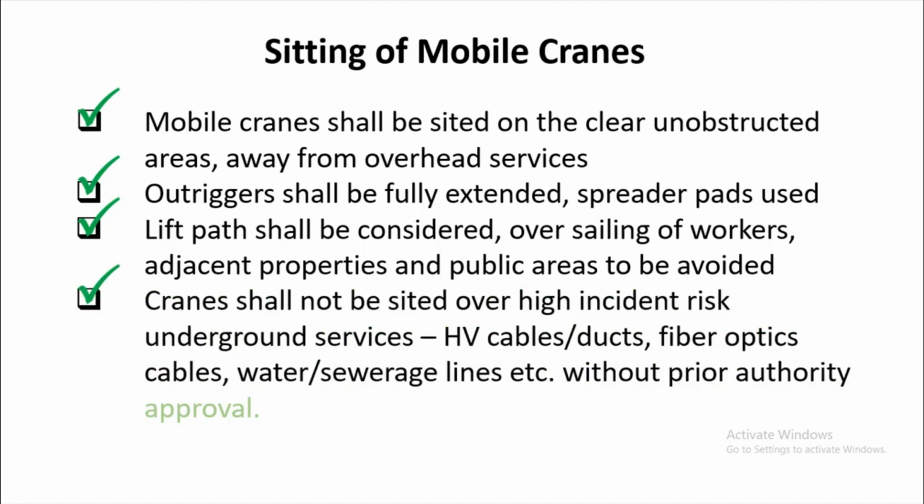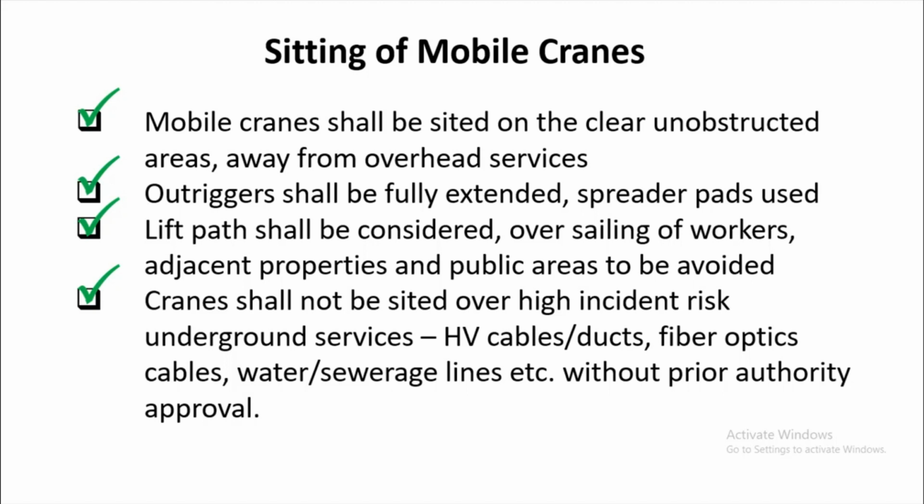Cranes shall not be sited over high incident risk underground services, HV cables, ducts, fiber optic cables, water, sewage lines, etc., without prior authority approval. So when there are underground utilities, you are not allowed to site any cranes on top of those underground services, because that location is not really fully compacted because of the utilities in it.